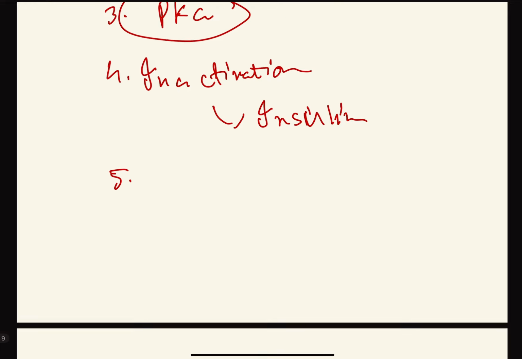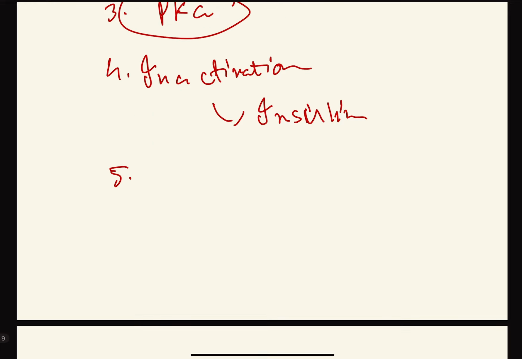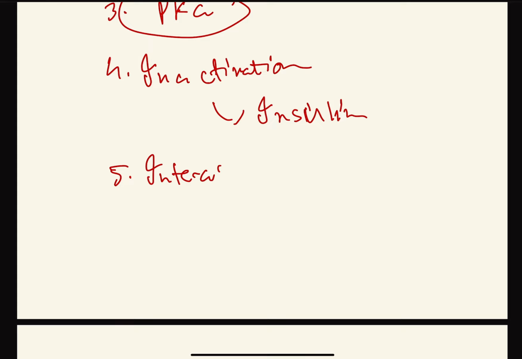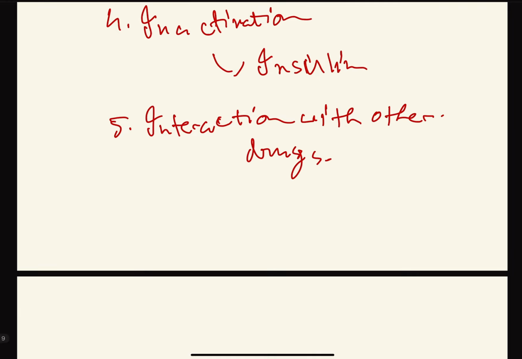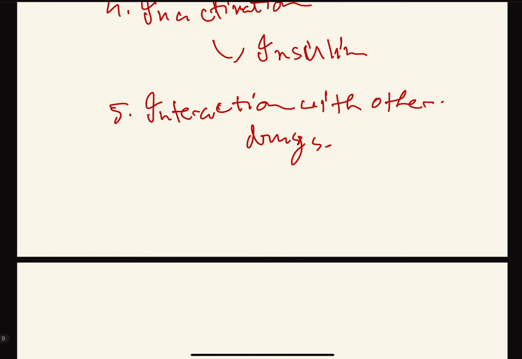Then there is another thing called interaction with other drugs. So there are drugs like calcium that prevent tetracycline from getting absorbed, because it binds with the tetracycline and keeps it in the gastrointestinal tract and doesn't let it absorb into the systemic circulation.